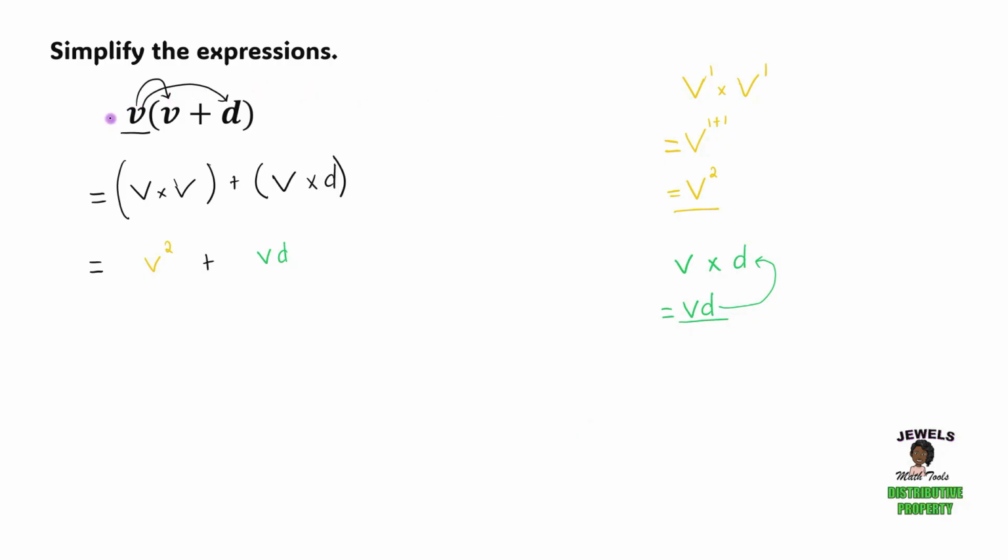Okay, so there you have it. Because we now have two unlike terms written in, that means that we cannot simplify this expression any further, and v squared plus vd is going to be our answer in its simplest form.